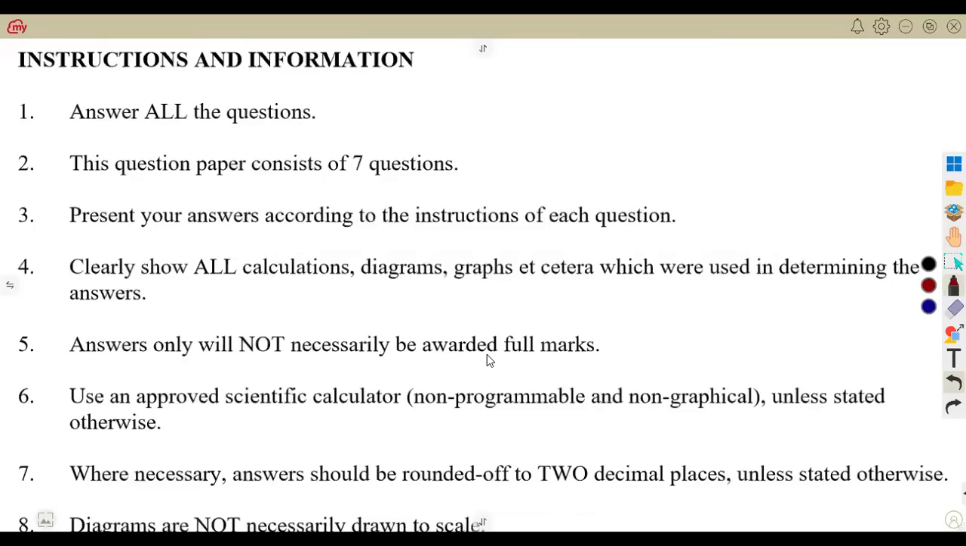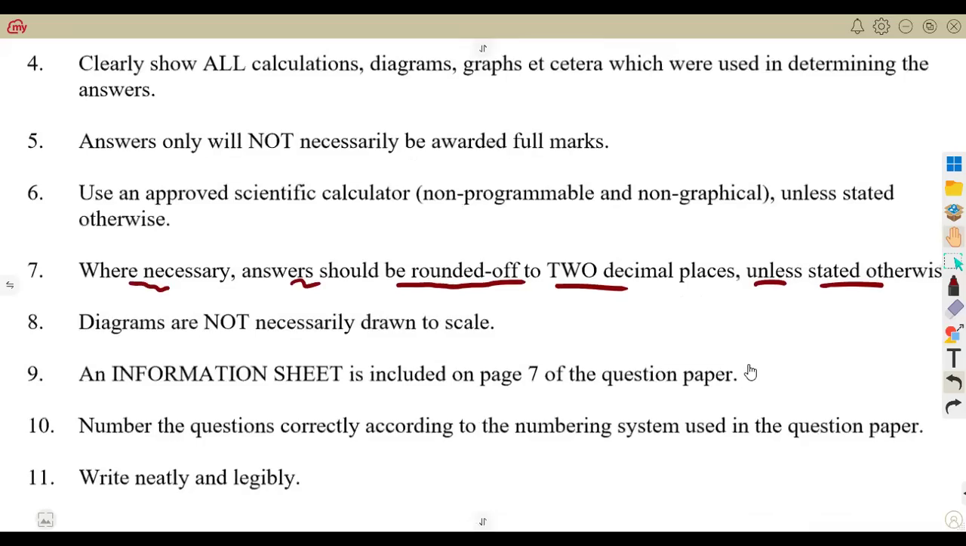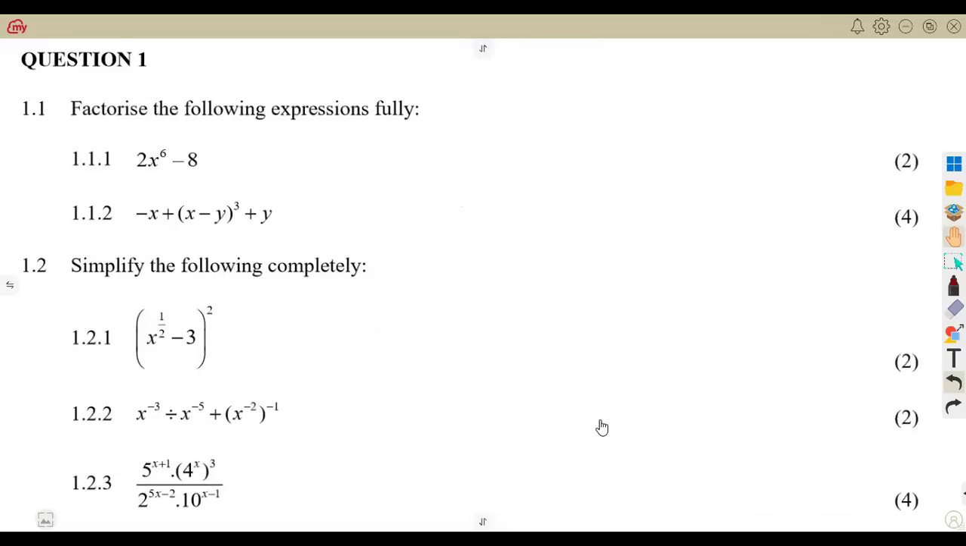So make sure that you do read your instructions and information that you are given. Make sure that you read everything properly. Also, the issue of working, show every working, and also make sure that where necessary, answers should be rounded off to 2 decimal places unless stated otherwise. Read each and every part of the instructions that you are given, that is important. So we are not going to waste much time. Let us quickly rush through our questions.